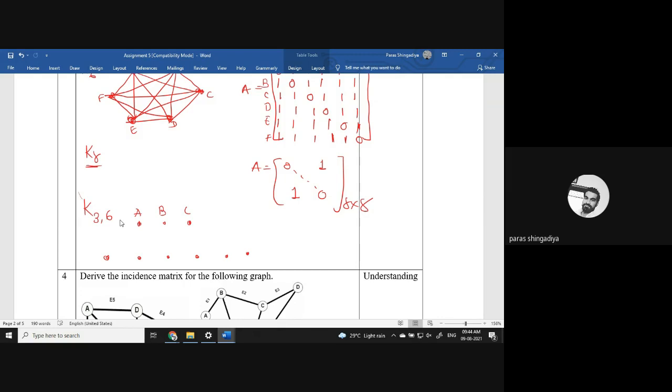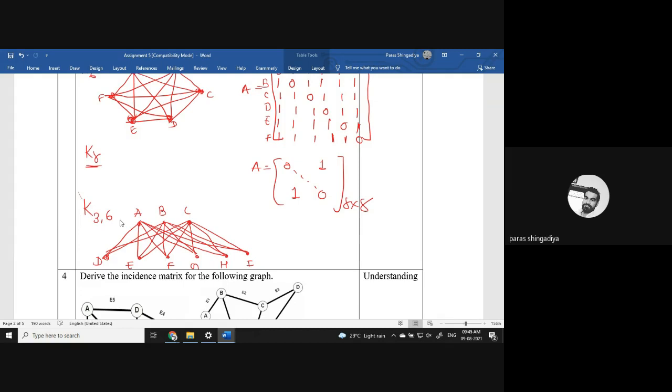So A is incident with, let us say, D, E, F, G, H, and I. Clear? So A is connected to D, then E, F, G, H, and I. Then B is connected with D, E, F, G, H, and I. And same for C: connected with D, E, F, G, H, and I. Is it clear? That is the graph of K36.